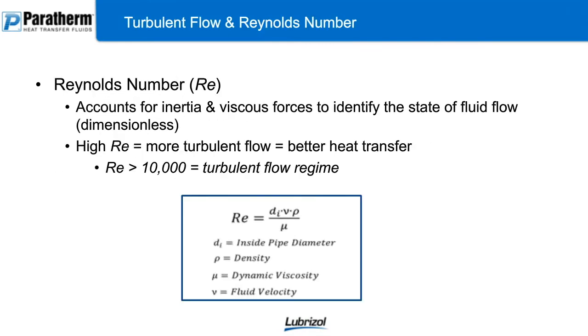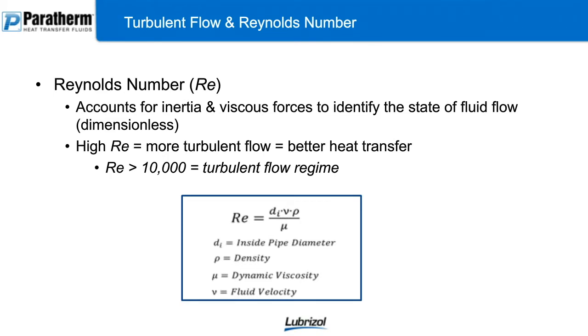So how do we determine turbulent flow? Well, turbulent flow, for our purpose, is going to be determined by the property we discussed earlier called the Reynolds number. This is a dimensionless number that's going to account for the movement or inertia and the viscous forces of the fluid to identify the state of fluid flow. So the higher the Reynolds number, the more turbulent the flow, the more energy movement, the more washing away of the heat from the surface into the fluid. And that's going to yield better heat transfer. So the key number for turbulent flow regime, you want to have a Reynolds number above 10,000.